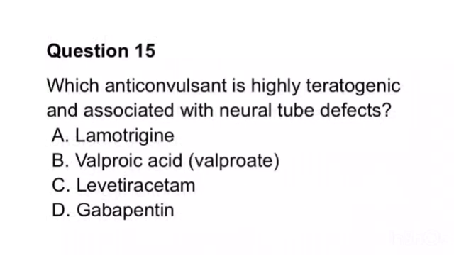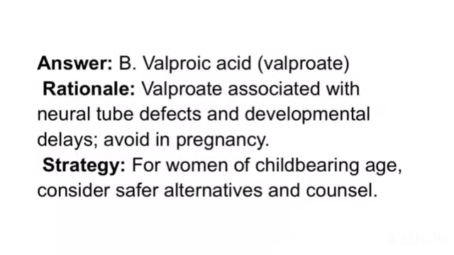Question 15. Which anticonvulsant is highly teratogenic and associated with neural tube defects? A. Lamotrigine. B. Valproic acid, valproate. C. Levetiracetam. D. Gabapentin. Answer: B. Valproic acid, valproate. Rationale: valproate associated with neural tube defects and developmental delays, avoid in pregnancy. Strategy: for women of childbearing age, consider safer alternatives and counsel.